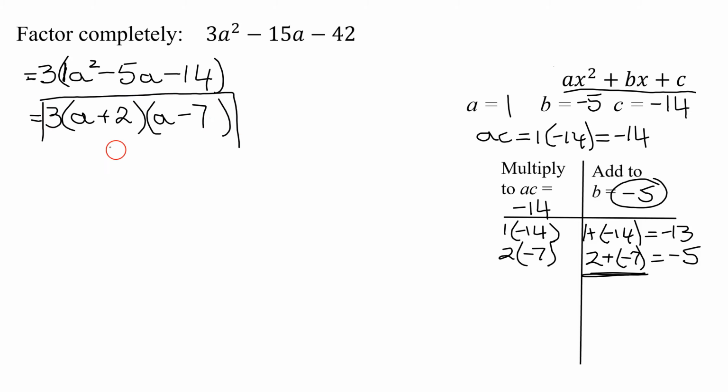So I have factored my trinomial, but remember, every factoring problem you can check. How would I check this one? I'd FOIL out my two binomials, then I distribute 3 into the answer, and I should land up at my original problem.